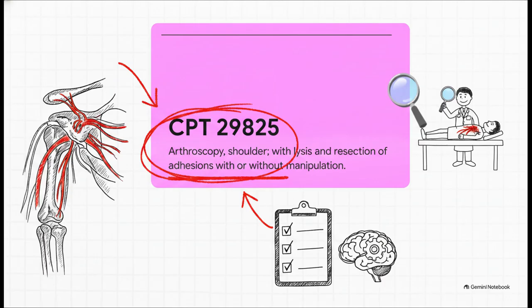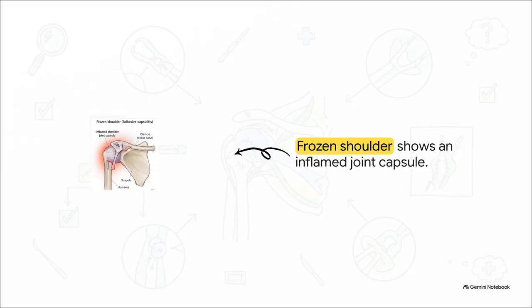When you're reading an operative report, surgeons will frequently document that they manually manipulated the shoulder under anesthesia just to break up scar tissue. As coders, we have to recognize that this manual manipulation is inherently built right into the 29825 code descriptor. The sheer severity of this pathology is kinda staggering.